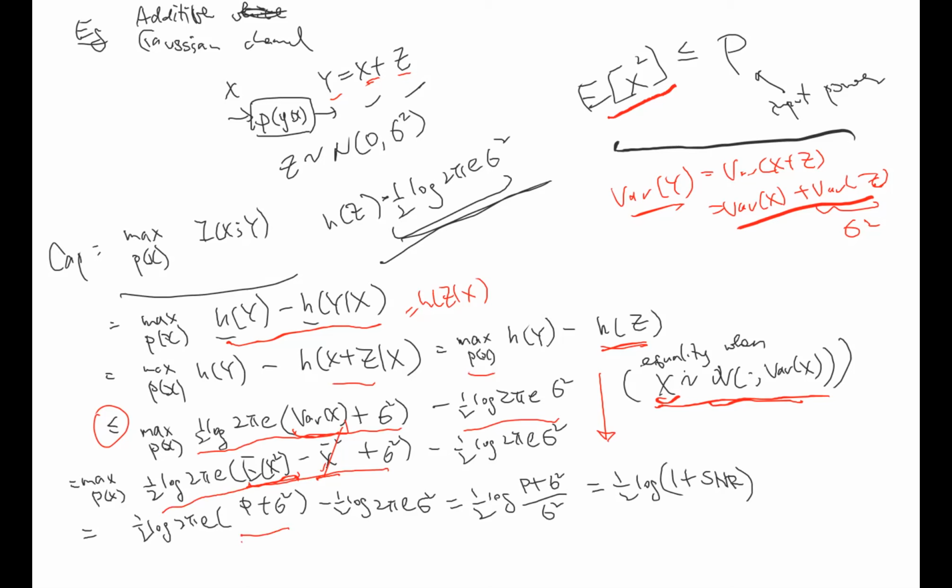Therefore, the first term is just this one, and you will get one half log of (P plus sigma squared) over sigma squared. So this will be just one half log of 1 plus P over sigma squared, where P over sigma squared is just the signal-to-noise ratio.